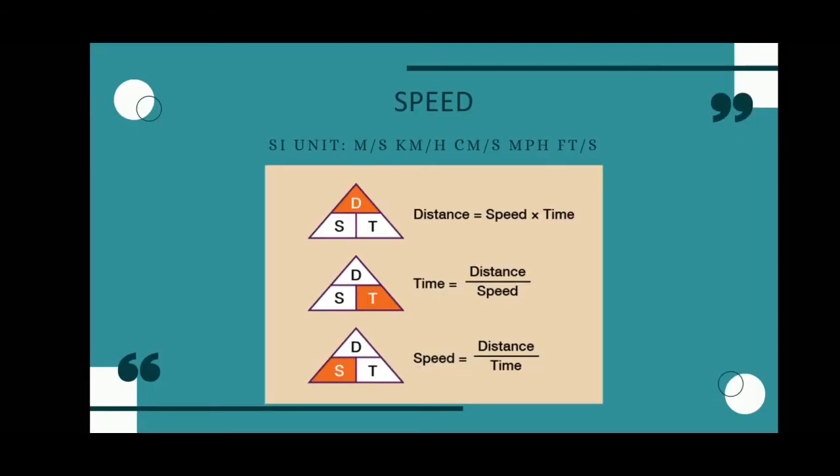The formula and unit for speed. If we are finding for distance, we will use the formula speed times time. If we are finding for time, we need to use distance over speed. And if we are finding the speed, the formula is speed is equal to distance over time.